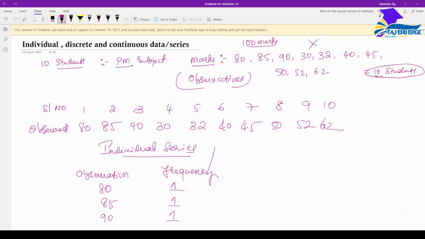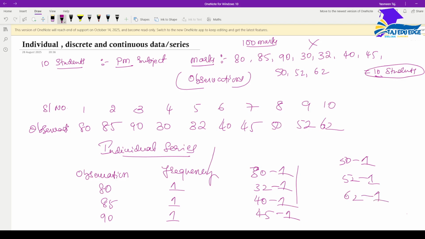In the same way, how many got 30 marks? One student. 32 marks? One student. 40 marks? One student. 45 marks? One student. 50 marks? One student. 52 marks? One student. 62 marks? One student. See, here I have taken only 10 students.